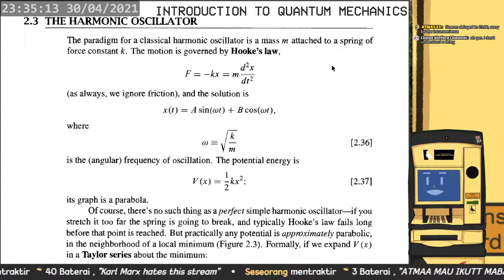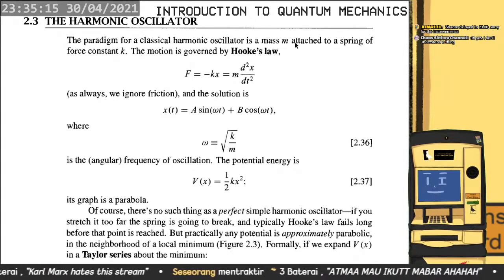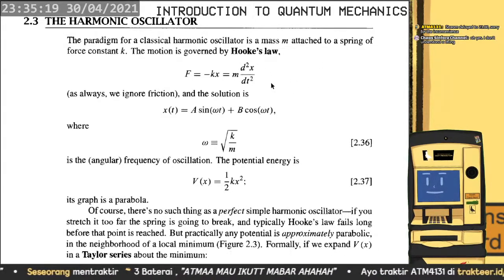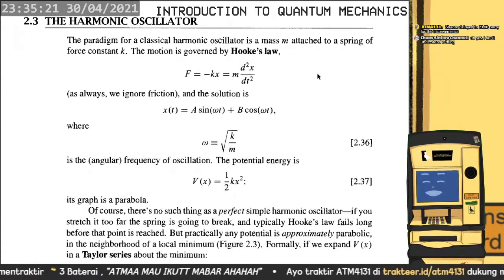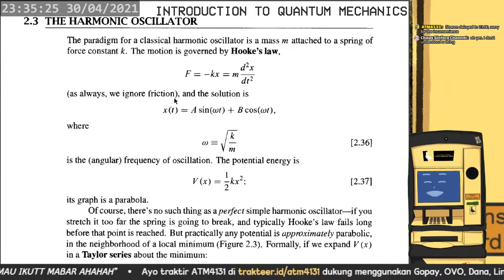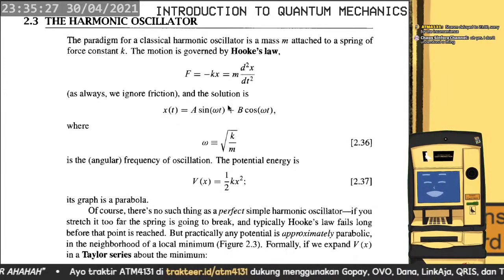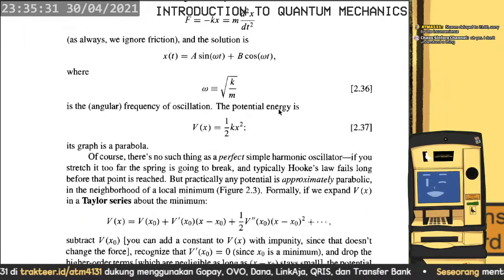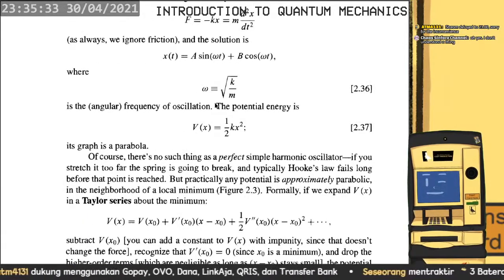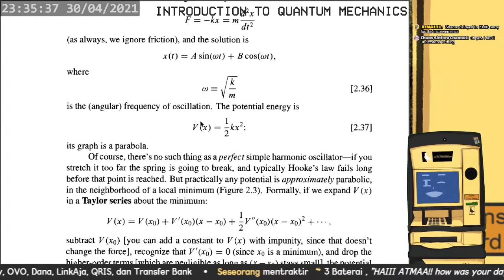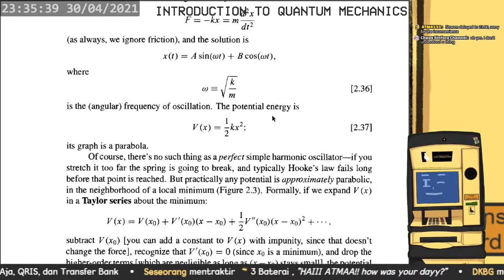F equals minus kx equals m times the second derivative of x with respect to t. How do I say that in English? I don't know. As always, we ignore friction. And the solution is x(t) equals a sin(ωt) plus b cos(ωt), where ω is the angular frequency of oscillation. The potential energy is like this. Its graph is a parabola.